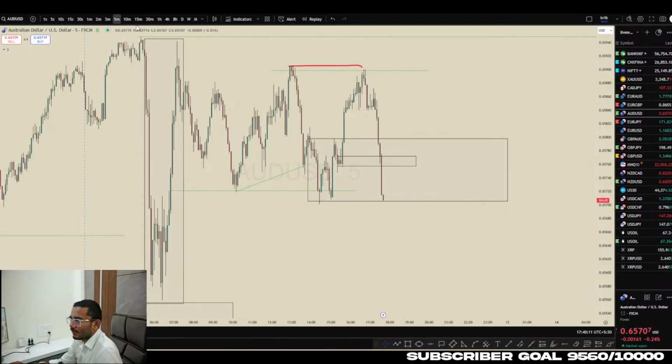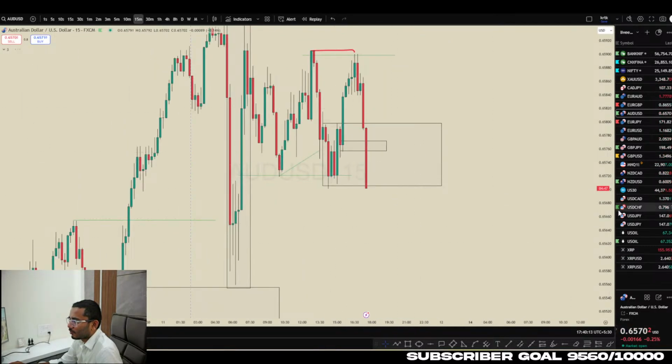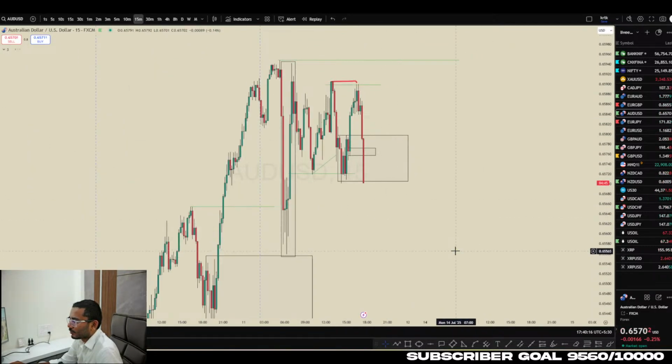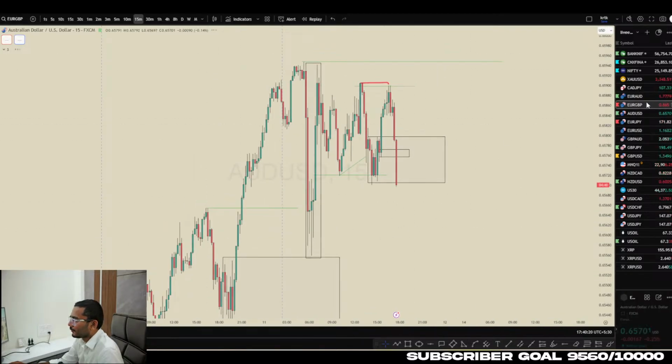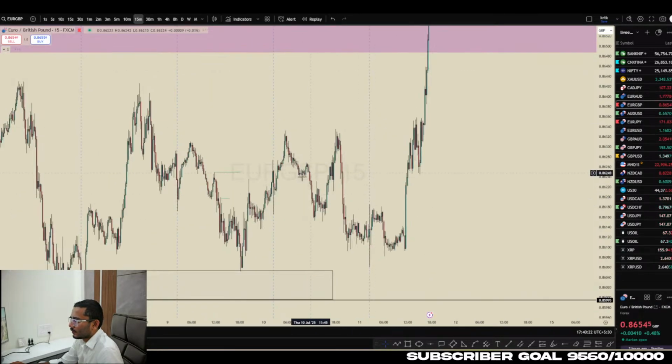So as we can see, price failed to react from this order block and is still continuing to the downside. So there is no setup over here. Let's see some other one.